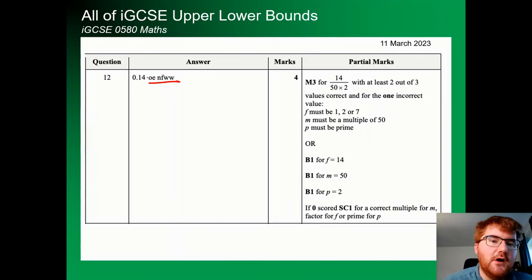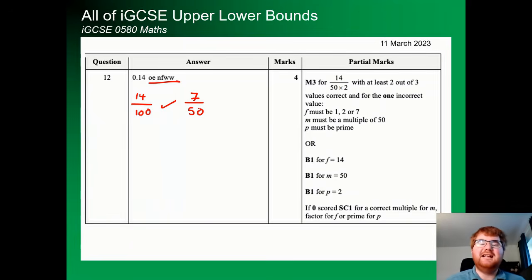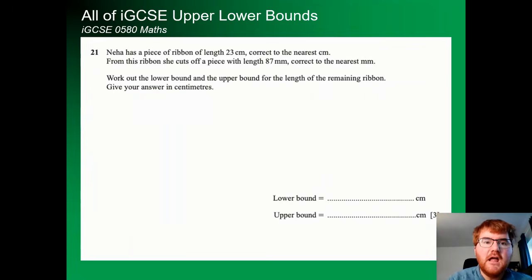Again, or equivalent, so OE. If you wrote your answer as 14 over 100, that would give you the marks, or even 7 over 50. So if you're writing it as a fraction or a decimal or a percentage, you're still going to get all 4 marks for this question. Okay, and let's move on to the next question.